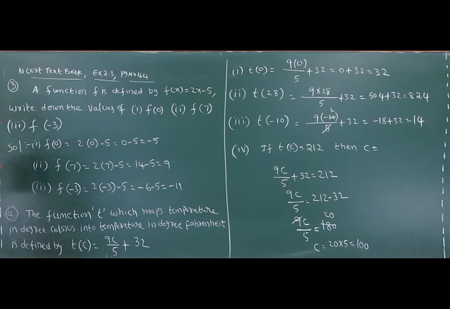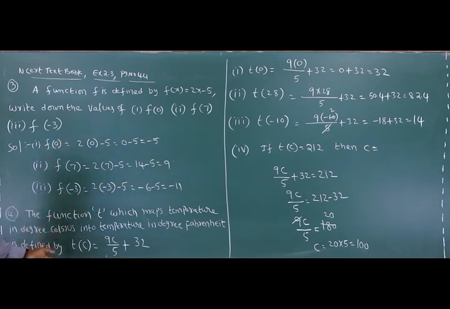So this is third one and fourth one. In third problem, we just substituted the x value. x is equal to 0, 2 into 0, 0 minus 5, minus 5. When x is equal to 7, 14 minus 5, 9. When x is equal to minus 3, minus 6 minus 5, minus 11.